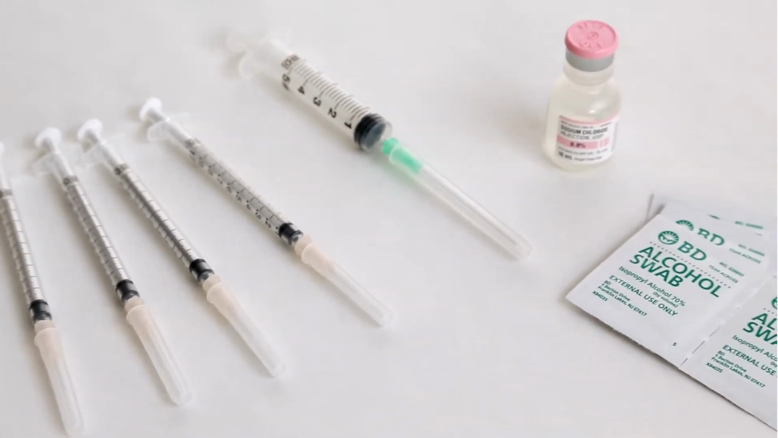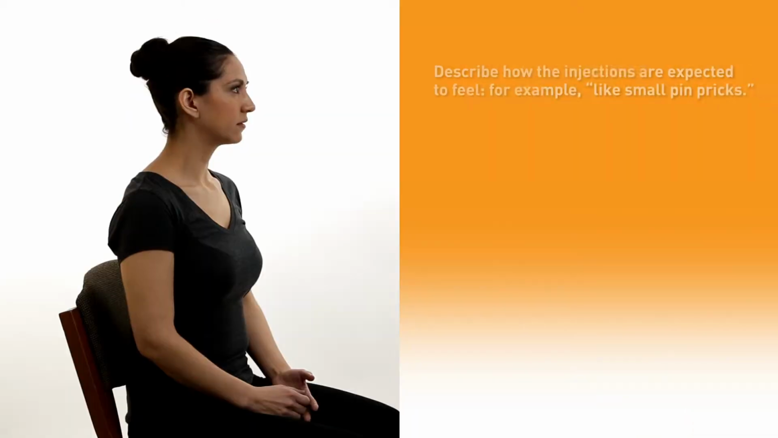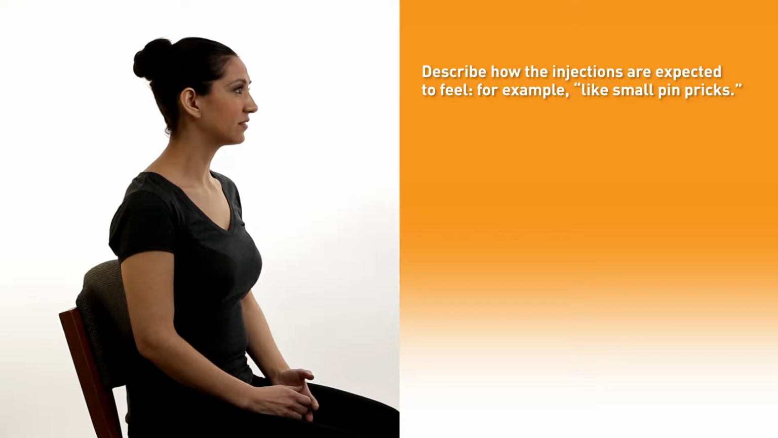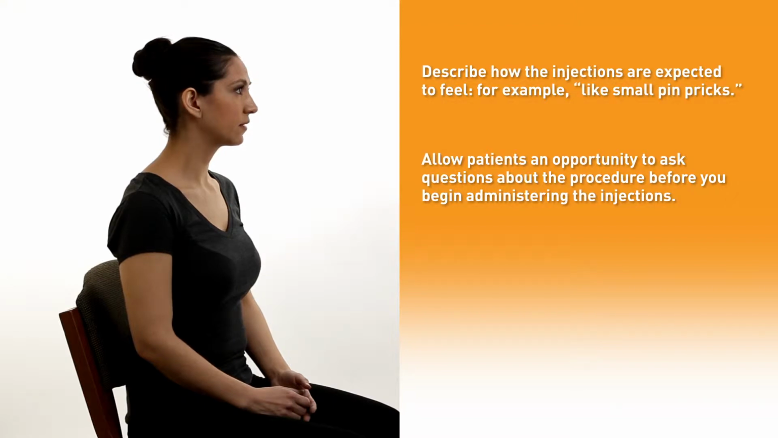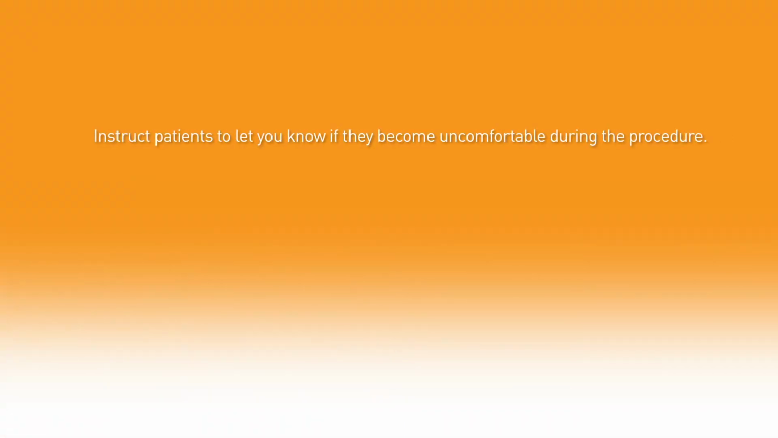Review the injection paradigm with patients prior to each treatment and inform them that injections will be given in the head muscles first, followed by the neck muscles. Describe how the injections are expected to feel, for example, like small pinpricks. Allow patients an opportunity to ask questions about the procedure before you begin administering the injections, and instruct them to let you know if they become uncomfortable during the procedure.